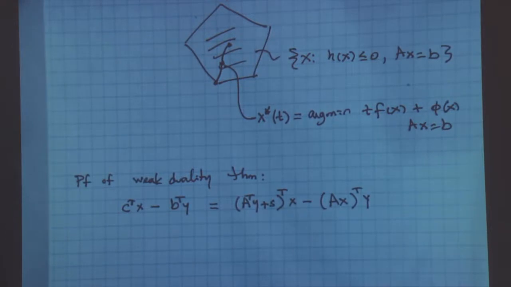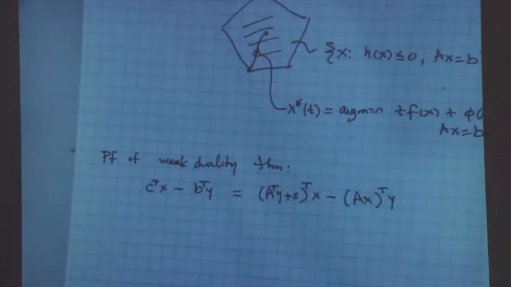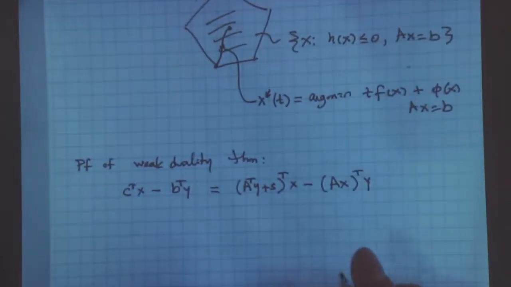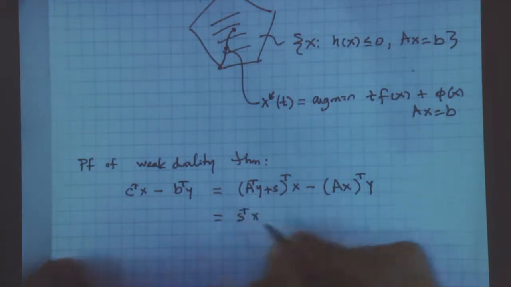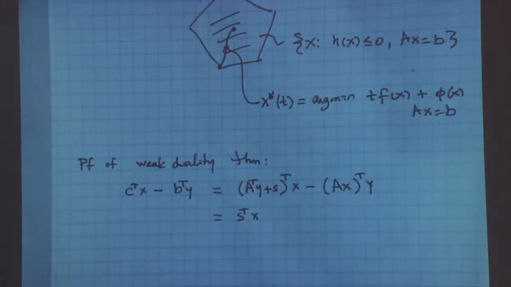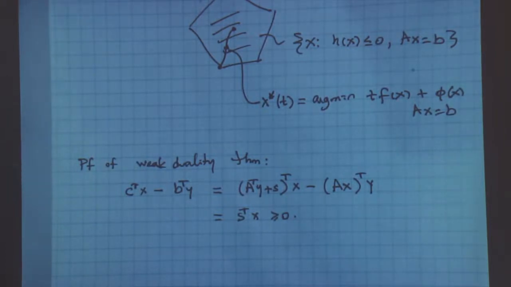Right? So I'm just using the feasibility. Again, here I have used dual feasibility, and here I have used primal feasibility. Okay? Now, if you expand that, then you see that you get a product X transpose A transpose Y that cancels, and all you have at the end of the day is S transpose X. Okay? Now, X, again, if it's feasible for the primal, has to be non-negative. Y and S are feasible for the dual. So then this has to be greater than or equal to 0. Right? So that's weak duality.